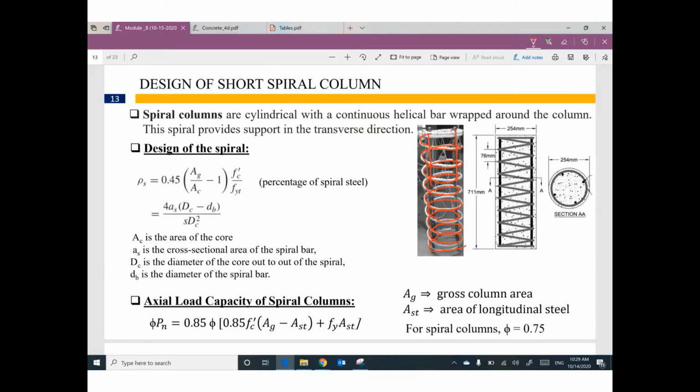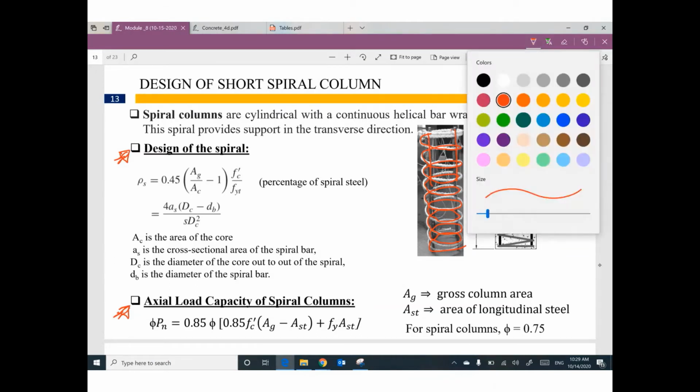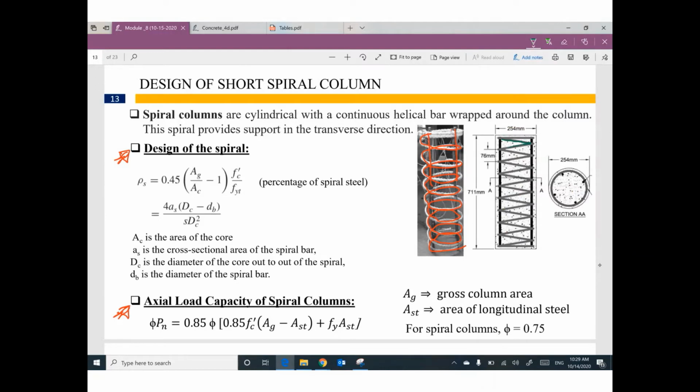If you would like to design a spiral column, we have two steps. The first step, we need to design this spiral reinforcement. What do I mean by design? I need to figure out what is the pitch and what is the diameter of this spiral.